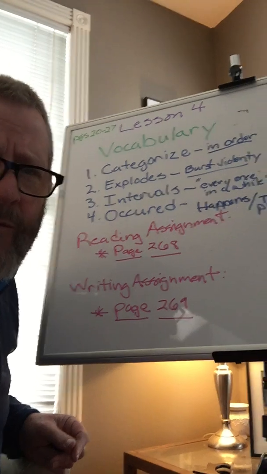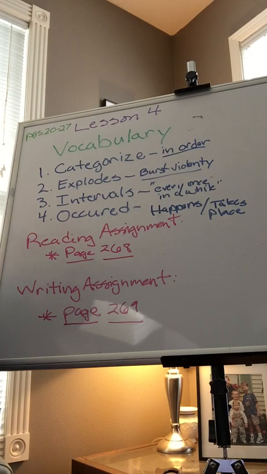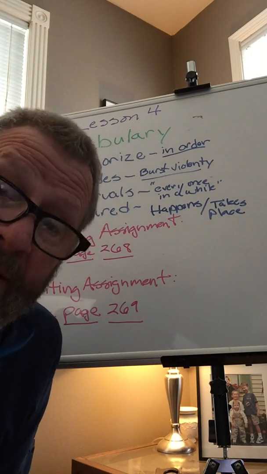And I'm not sure. I'll come over it up. There it is. There it is. All right. So, occurred: something that happens and something that takes place.